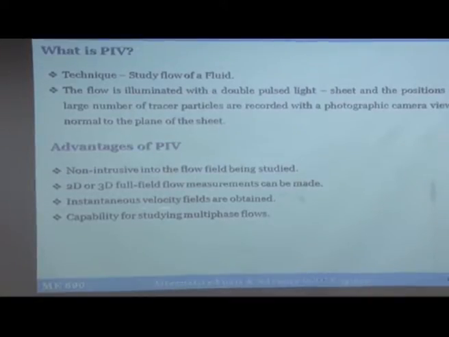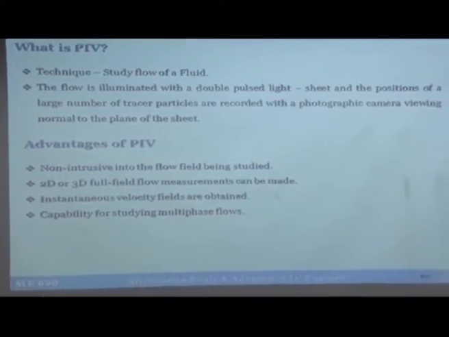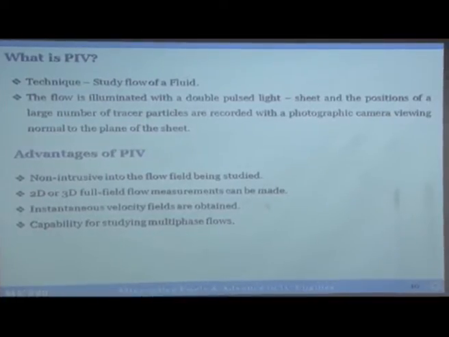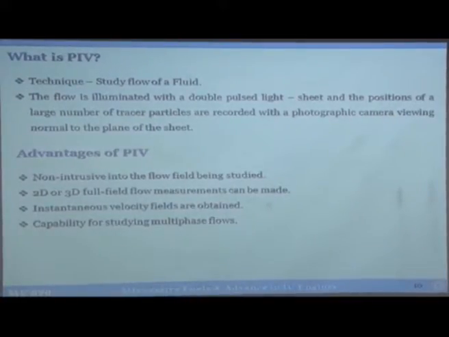Then instantaneous velocity fields are obtained. This is one technique where the entire section is captured at one moment, instantaneously. So, this is one big plus, and then you can study even multi-phase flows. For example, if you are having a water flow with air bubbles in it, it is a multi-phase flow. A wet steam, for example, is also a multi-phase flow. Those can also be studied using PIV. In fact, it is easier to study them, because in multi-phase flows, even if there is a water flow and there are bubbles in it, you do not need to seed it.